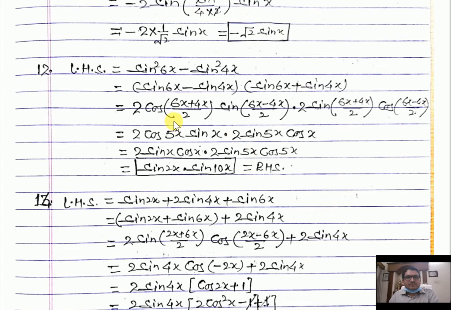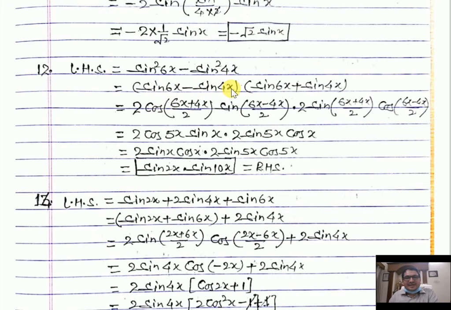Question number 12. Left hand side given sin square 6x minus sin square 4x. So we can't apply any formula over here. We know the formulas for sin C + sin D and sin C − sin D, but this is the square. So first we apply the algebraic identity a square minus b square, so it will be (a − b)(a + b). So (sin 6x − sin 4x).